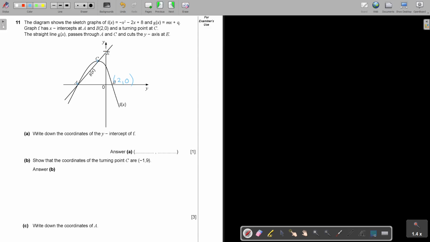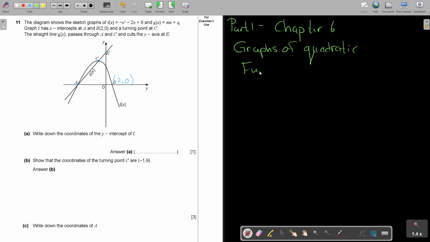Now, where will I find this in the y equals mx plus c mathematics textbooks? I will find this in part 1, in chapter 6, and it's graphs of quadratic functions. Okay, I'll give you further page references as we move along.